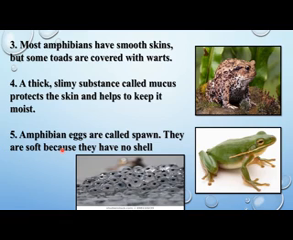Amphibian eggs are called spawn, and they are soft because they have no shell. It means these eggs are not surrounded by any shell. They have soft eggs, and they lay their eggs in water. All these are the characteristics of amphibians, and examples of amphibians are the frog and the toad.